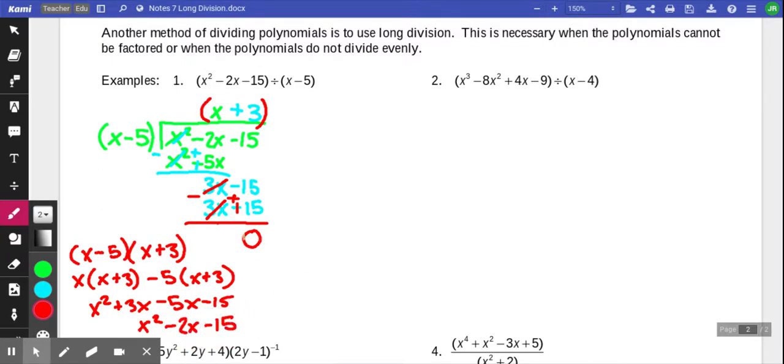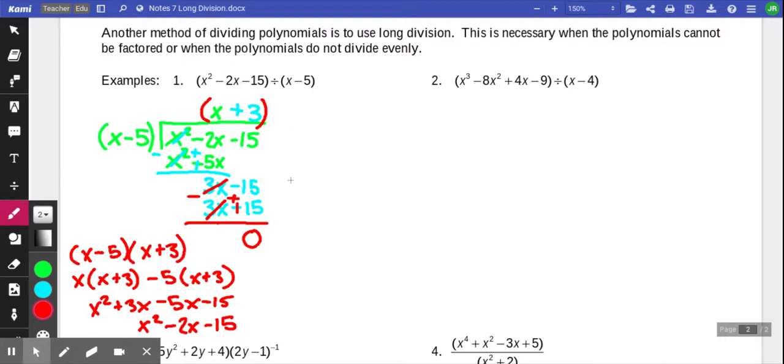So because my remainder was 0, it meant that this binomial multiplied by this binomial gave me my original dividend, which tells me, because the remainder was 0, that this problem could have been simplified by factoring. If you watch the first video, I think I changed from y's to x's, but it was the warm-up problem that we did by factoring. Just a new method.